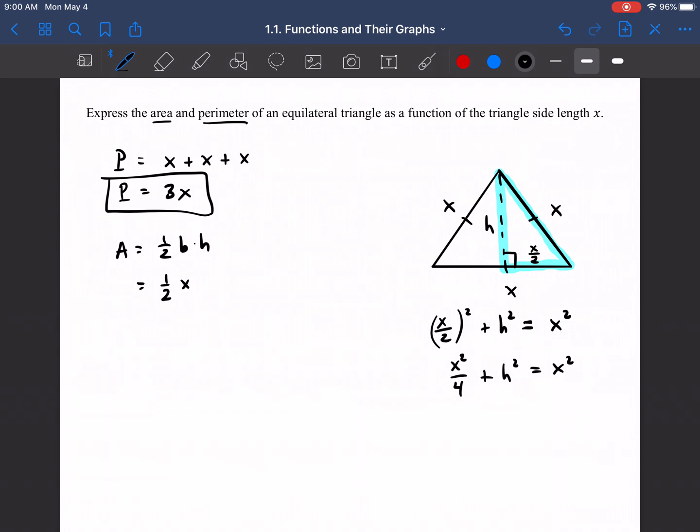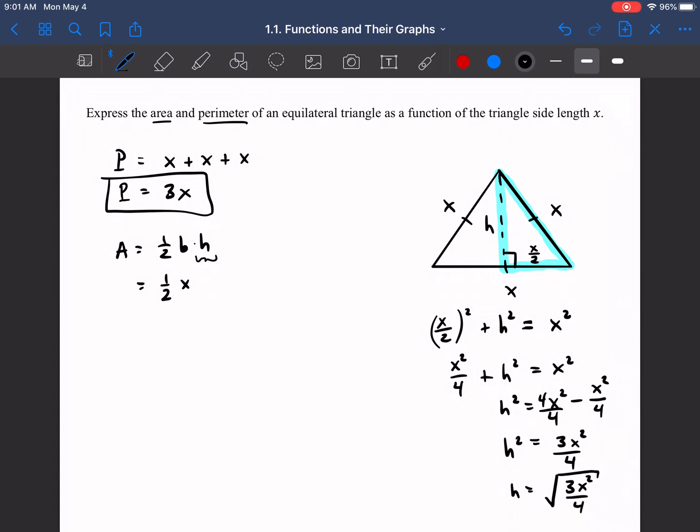And then in this case, we need to go ahead and solve for h, because that's what we're trying to find, this h right over there. So this will become h squared equals x squared minus x squared over 4. We can make this 4x squared over 4, so they have the same denominator. And this will become 3x squared over 4 equals h squared, which ultimately means that h equals the square root of 3x squared over 4.